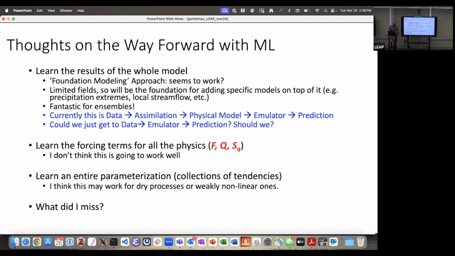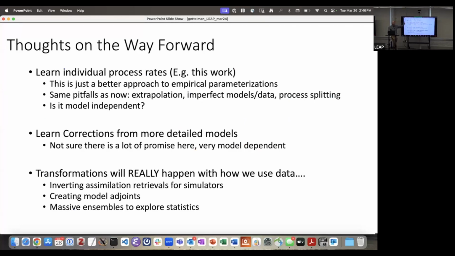I think there's a lot of potential in learning individual tendencies for things that we really can understand and focusing on particular things in the data. But I'm sure there are things I missed in this list, right? So this work that I've been talking about, I think this is a better approach to empirical parameterizations. We already do this anyway. Machine learning is just a much better way to do it. We have the same pitfalls that we have now. There's danger of extrapolation, there are imperfect models and data, and there's this process or time splitting approach. And then I don't know whether this is model independent. So on extrapolation, we actually did do these emulators, and we did take the model once we built the emulator trained on present day.